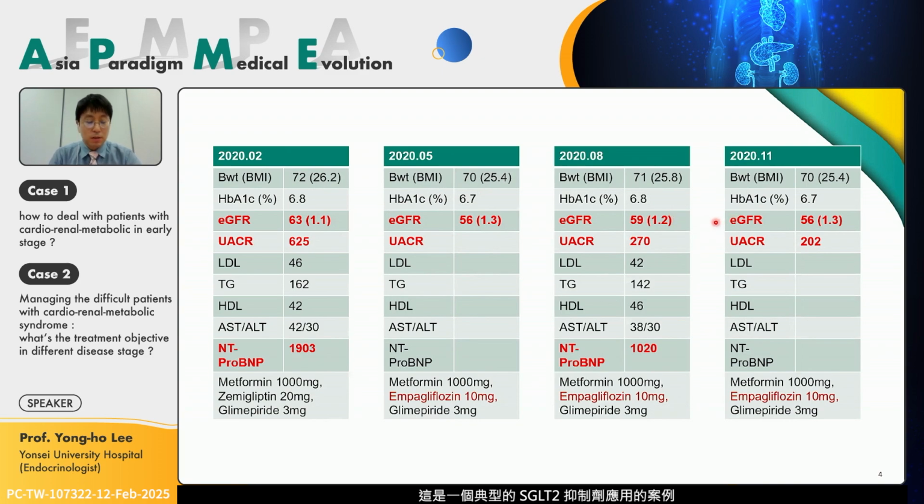So this is a typical case for using SGLT2 inhibitors for patients with a long duration of diabetes and CKD, who also have heart failure.